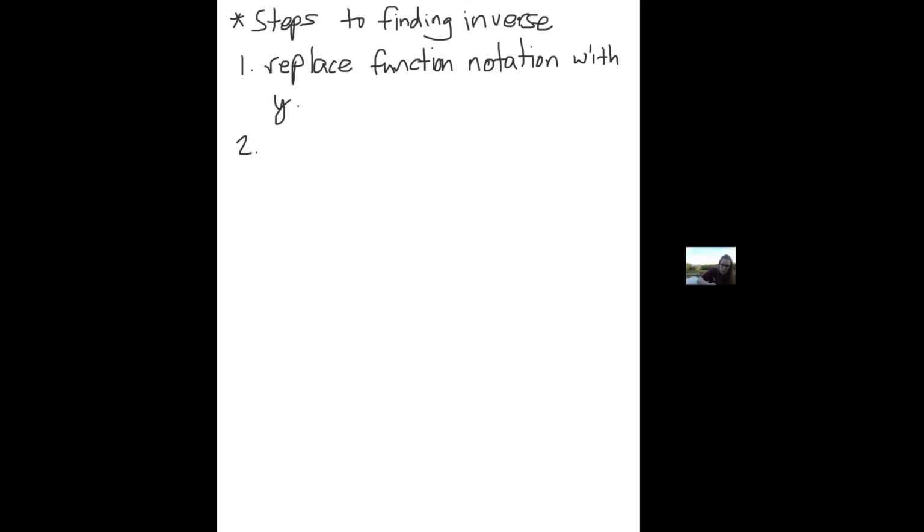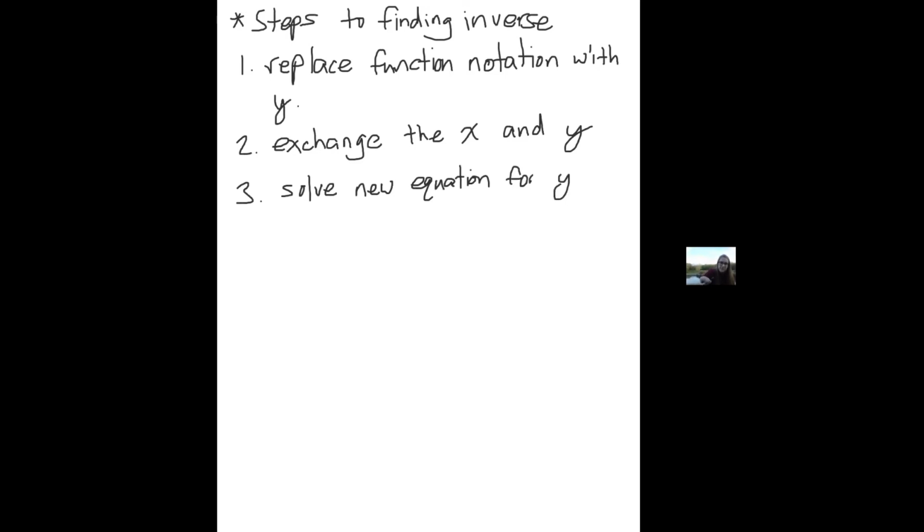After you've done that, you are going to exchange the x and y. So anywhere there's an x in the statement, you're going to write y, and anywhere there's a y, you're going to write x. Okay, then you're going to solve that new equation for y. When you do that, that's going to give you y equals the inverse function. So you're basically done at that point. The last step is just to change back. So you're going to change y back to function notation, but this time it's going to be inverse function notation.